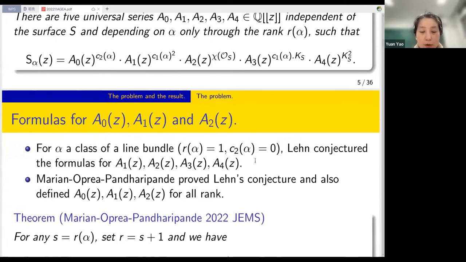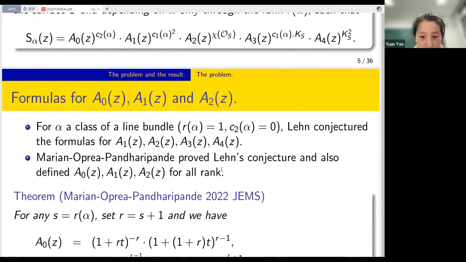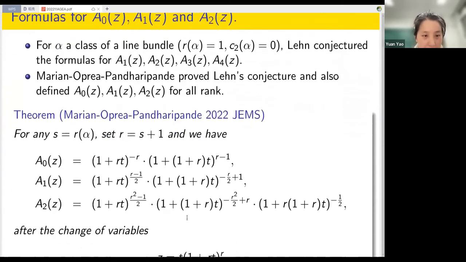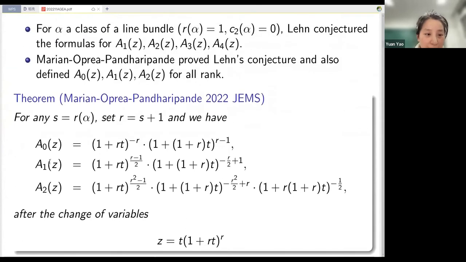They actually computed A0, A1, A2 for all ranks. So they have A0, A1, A2, A3, A4 for rank 1, and A0, A1, A2 for all ranks. Okay. Here is their formula. It looks not that complicated. So this rank is s, and r is the rank plus 1.